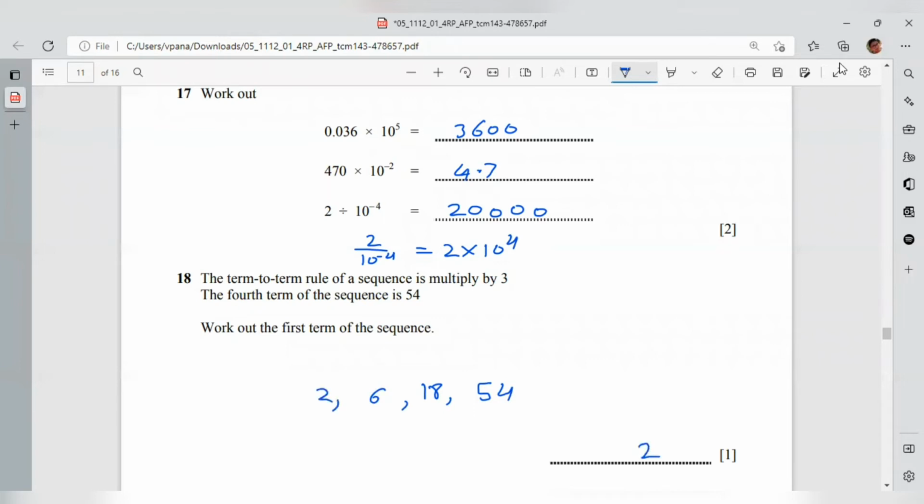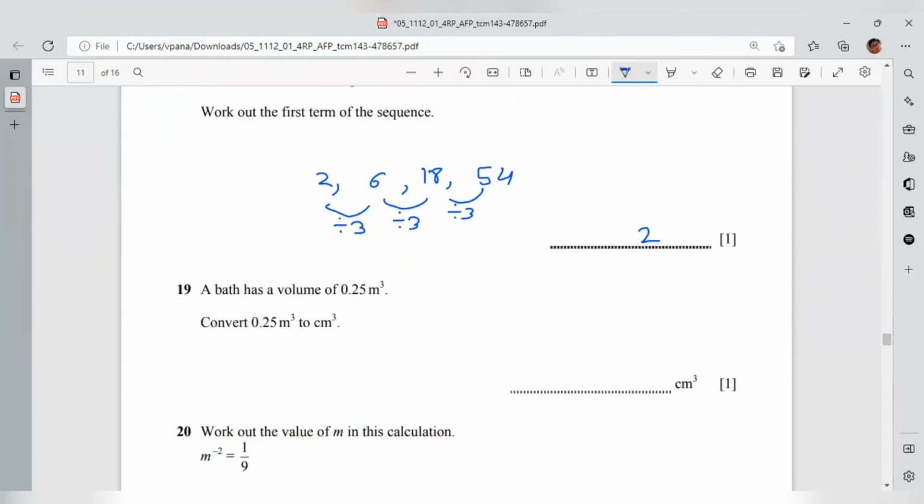So this is how we get the first term. So what did we do? We went reverse. We divided by 3, divided by 3, and divided by 3. It's the inverse function. A bath has a volume of 0.25 meter cube.